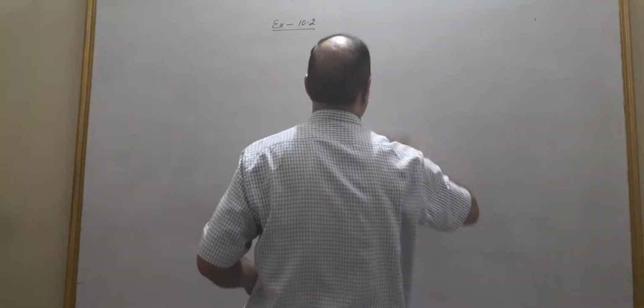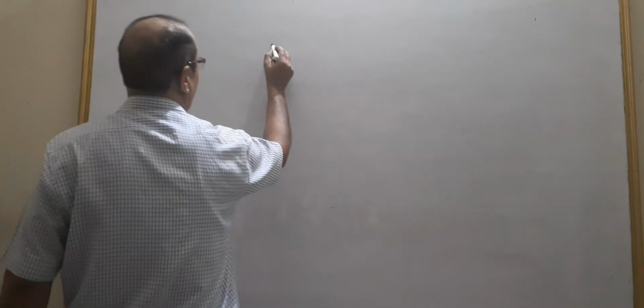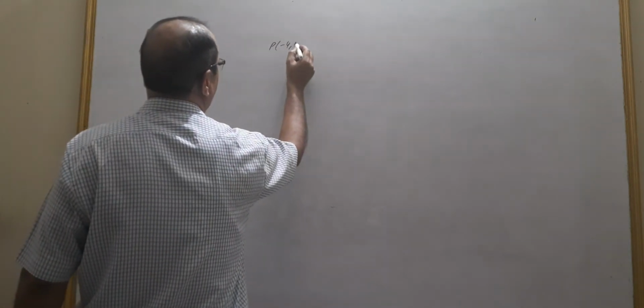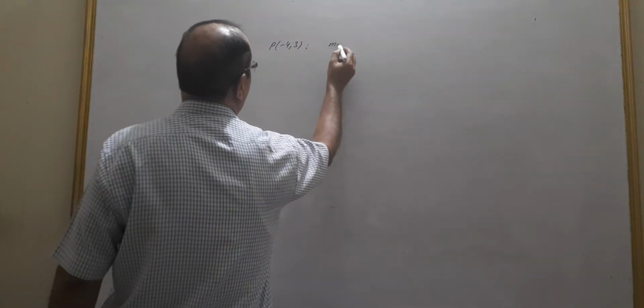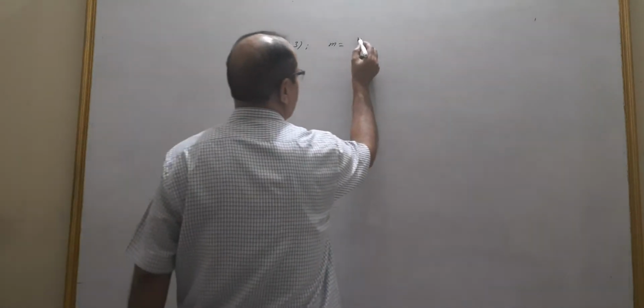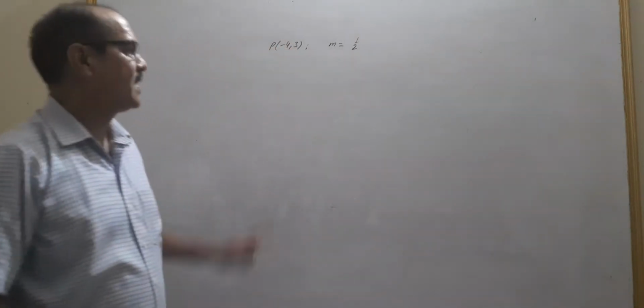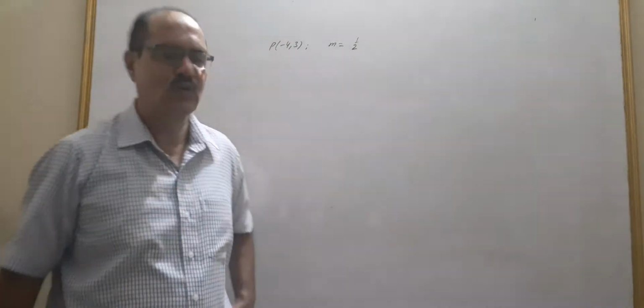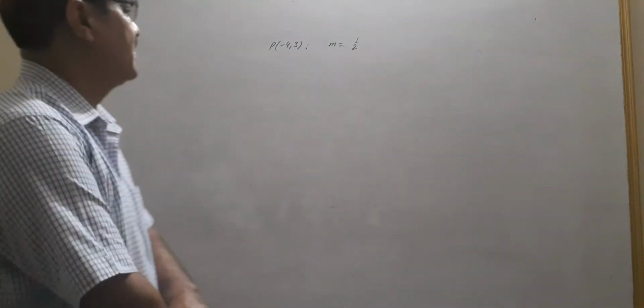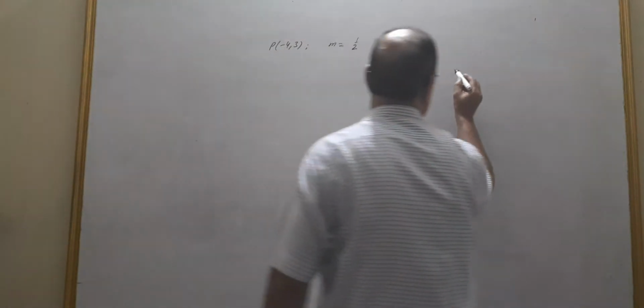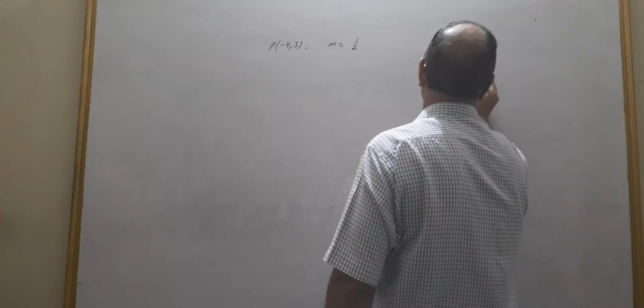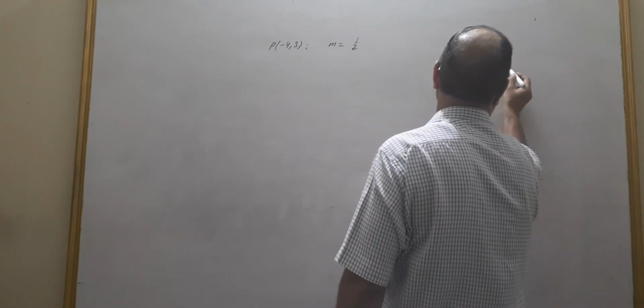Now after this first question, I will start the second question of this exercise: find the equation of the line passing through the point. The point is given as minus 4, 3, and the slope is given as 1 by 2. You know the point form of the line, that is y minus y1 is equal to m times x minus x1.